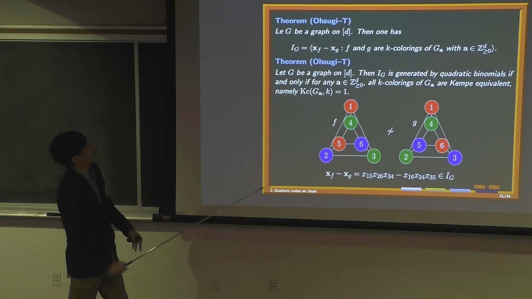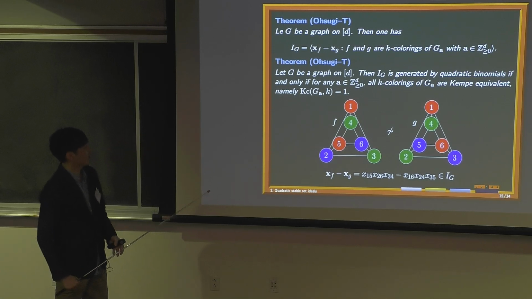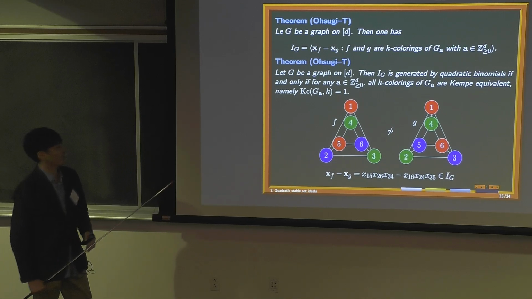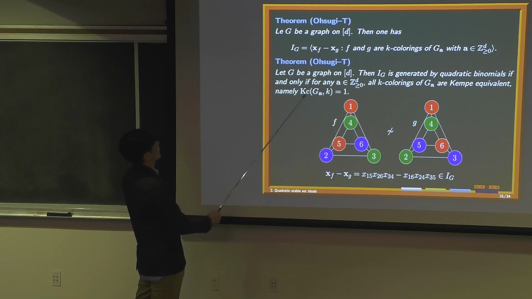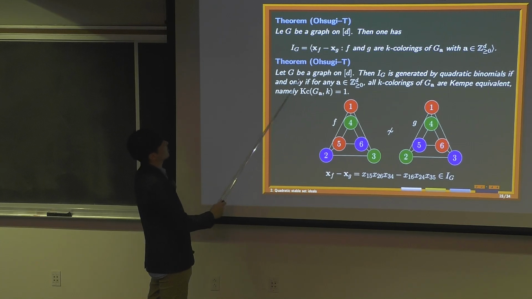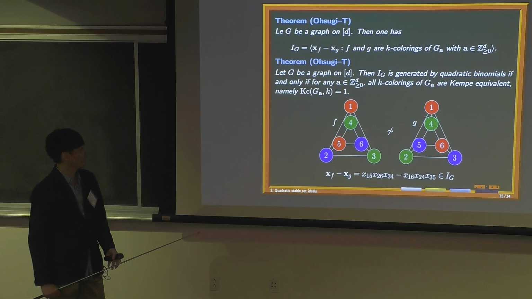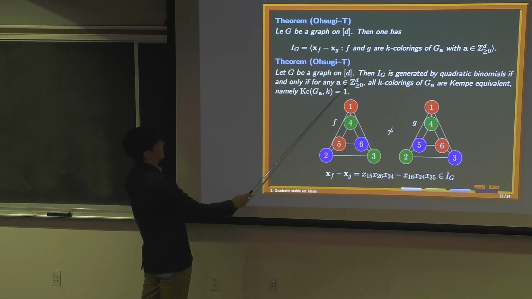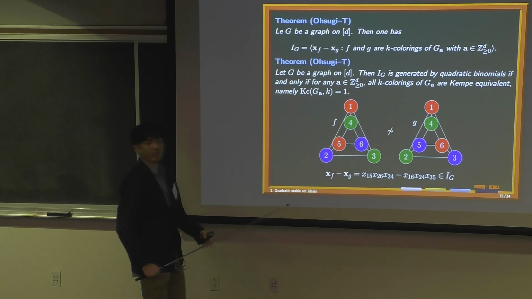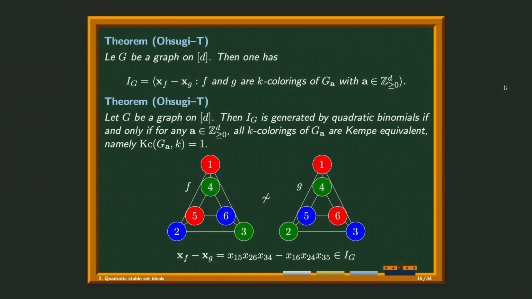Okay. And so by using this description, we can characterize when this ideal is generated by quadratic binomials. I have already explained this theorem, so I explain again. For a graph G, the stable set ideal is generated by quadratic binomials if and only if for any vector A, all k-colorings of the replication graph G^A are Kempe equivalent. Namely, capital K C(G^A, k) is always 1.